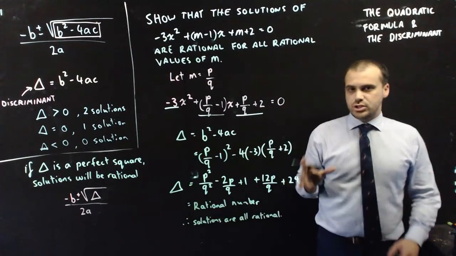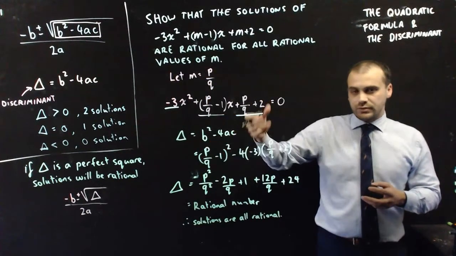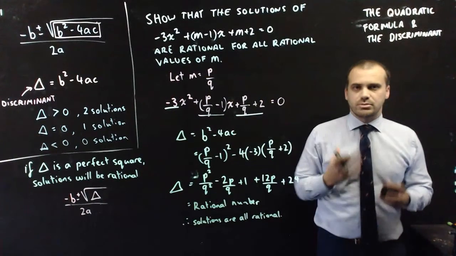All right, that's a bit of an extension one there. We're looking at the discriminant, we're looking at the number of solutions, and we've also seen that if you've got a perfect square, you can tell whether it's going to be rational or not.